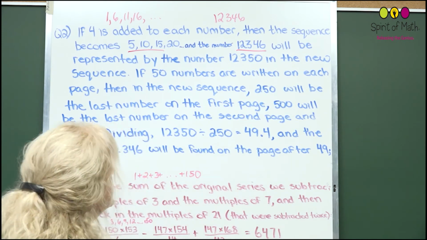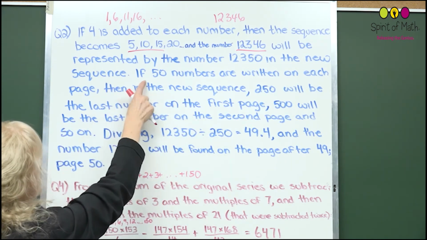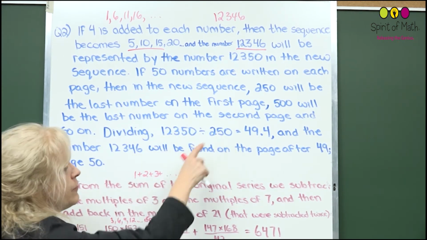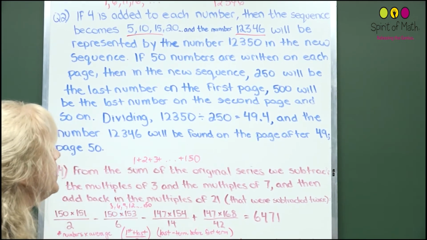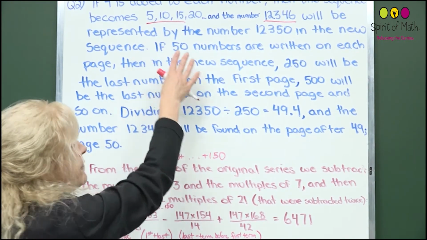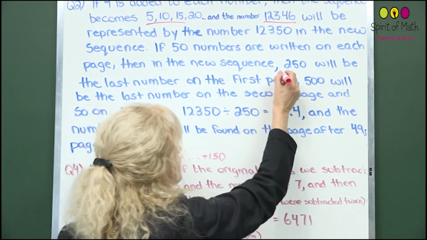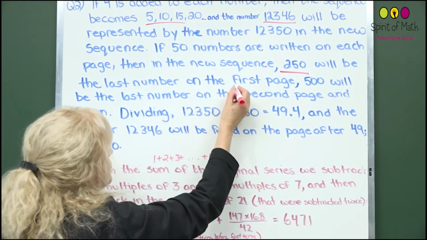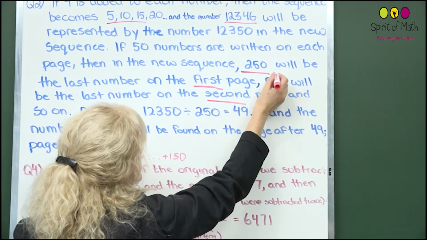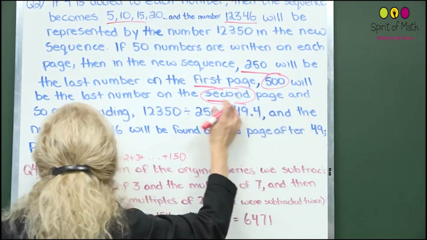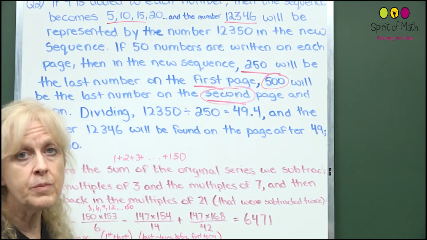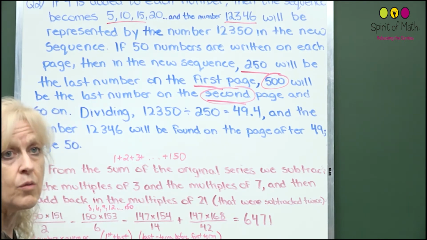It will be the same idea, the same number of numbers. So in the new sequence, if 50 numbers are written on each page, 250 will be the last number on the first page, okay? So basically, 5 times 50 is 250, because we're doing it by 5s. So that will give you 250 as the last number on the first page. 500 would be the last number on the second page. So you've got 500, second page, and so on. So you can keep going. So 750 on the third page, and 1,000 on the fourth, and so on, okay?